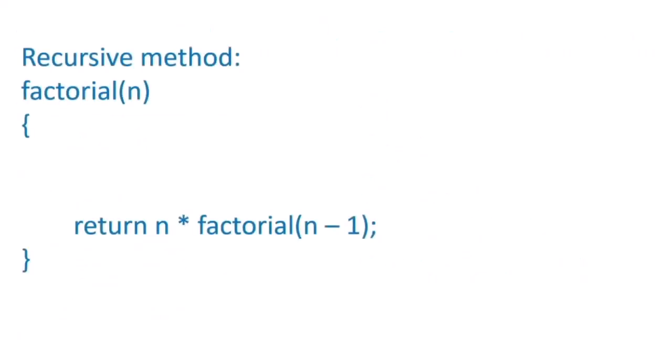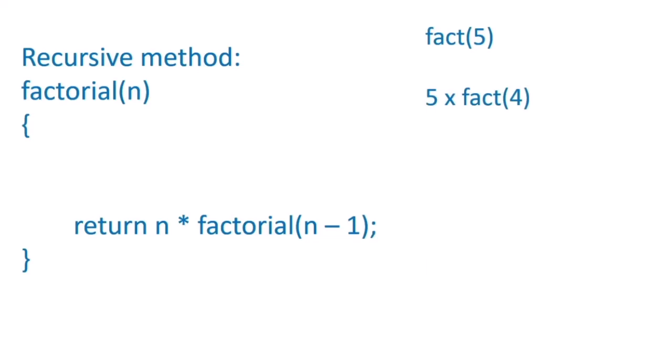Here in the recursive method, we will write the same function for factorial, but this time we will be returning n multiplied by factorial of n minus 1. So we can observe here that the factorial function is invoked inside the factorial function itself. Let's understand our previous example. We have to calculate the factorial of 5. So when we enter the function at first, we will get 5 times factorial of 4 in return.